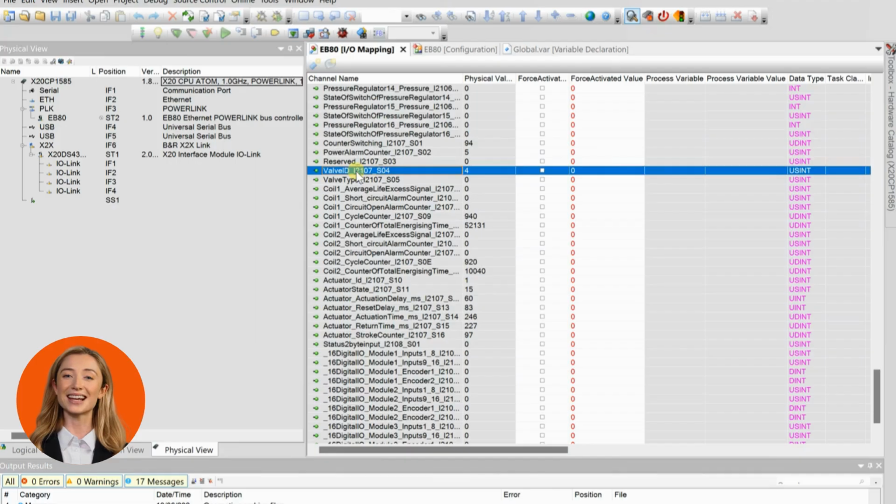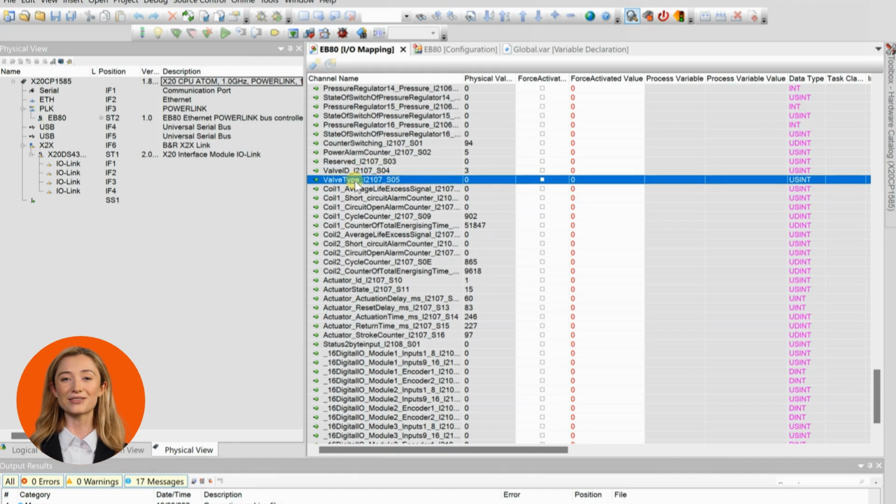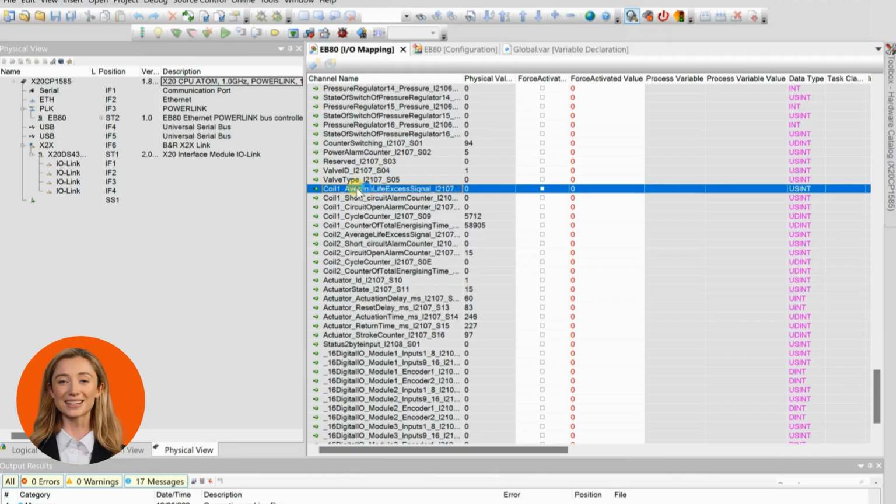Valve ID indicates the number of the valve to which the displayed data refers. Valve type indicates whether the valve ID refers to a valve or to a pressure regulator. Average life excess signal, bit 0 activates after exceeding 30 million cycles, meaning the valve has surpassed 60% of its average lifetime.